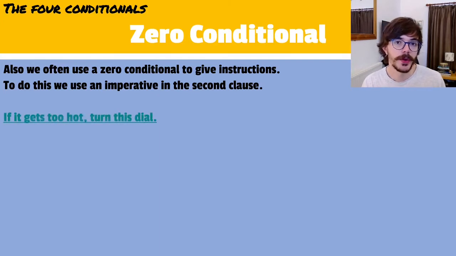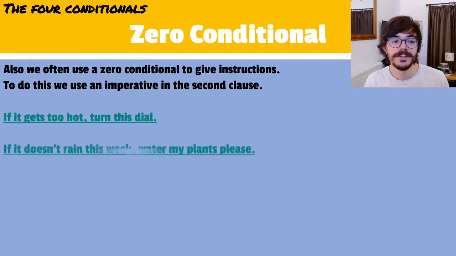So, for example, if it gets too hot, turn this dial. Or, if it doesn't rain this week, water my plants, please. So here we're using an imperative in that second main clause, just to give an instruction to someone. If this happens, do this.